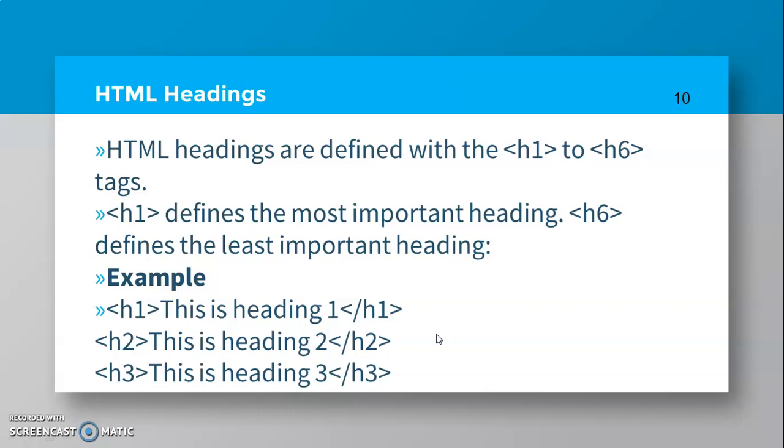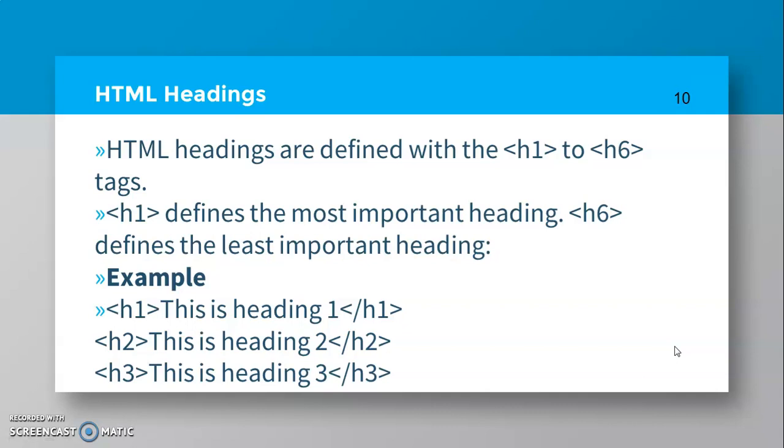Now HTML headings are defined with heading 1 to heading 6. So H1 is a tag, H2 is a tag, H3 is a tag, H4 is a tag, H5 is a tag, and H6 is a tag. All these heading tags we can use to represent whatever heading you want to represent in your document.